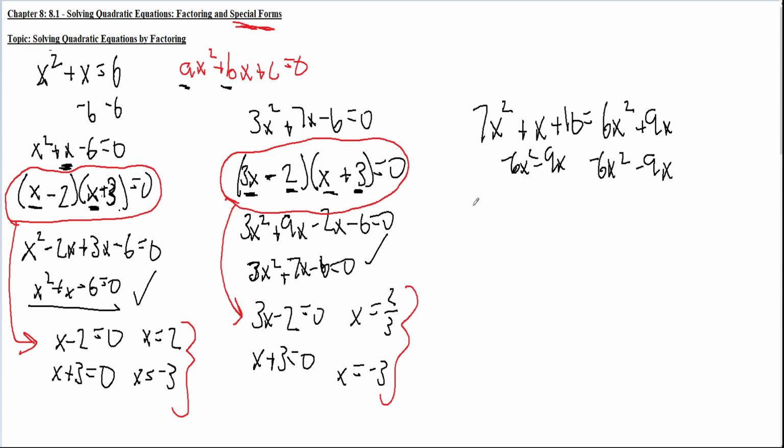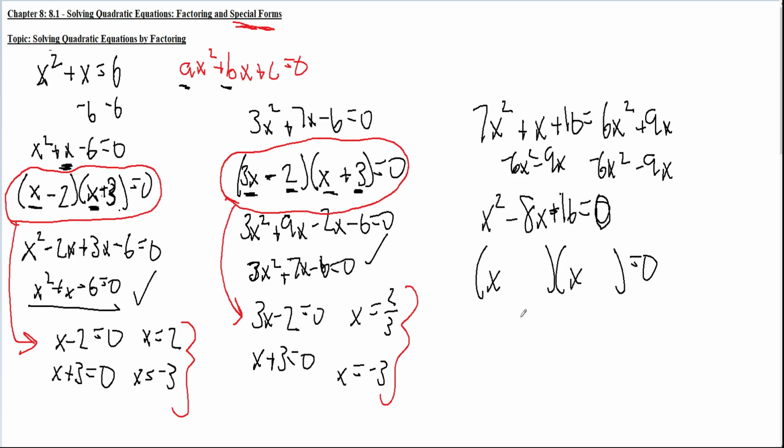So we have the 7x squared reduced by the 6x squared, so we'll have just x squared, and then it'll be x minus 9x, which gives us -8x. And then the positive 16 is just left alone. Now this is in standard form, it also equals 0, right? So now we can go about factoring and solving this quadratic equation to get solutions.